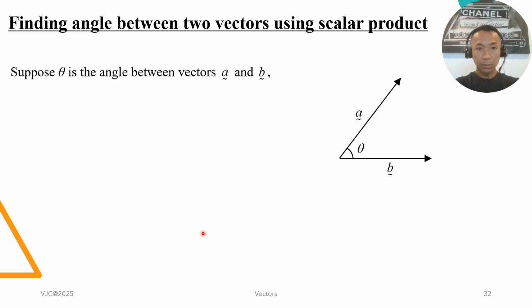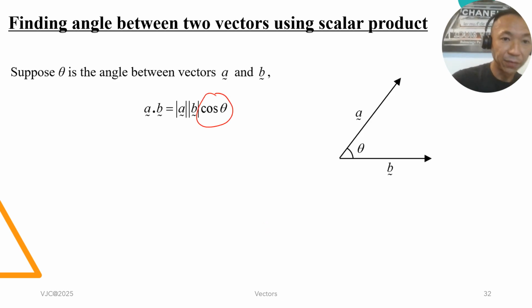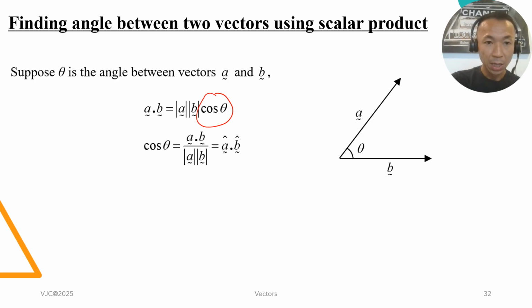So this is the angle, and we all know by definition, like we covered in the earlier section, A dot B is modulus of A, magnitude of B, cosine theta. We can now make cosine theta the subject of the formula, meaning to say we divide both sides by the magnitude of A, magnitude of B. Then we actually will get this one.